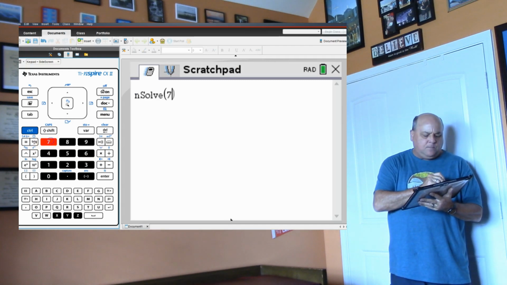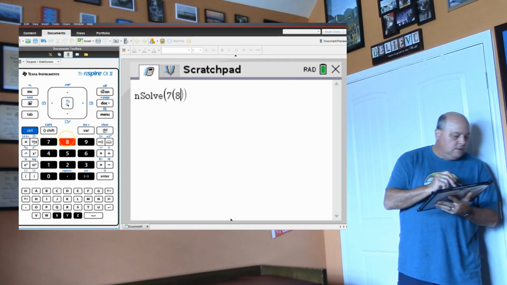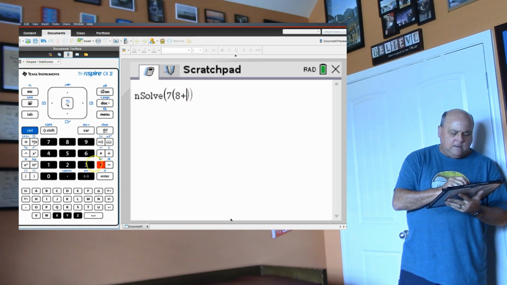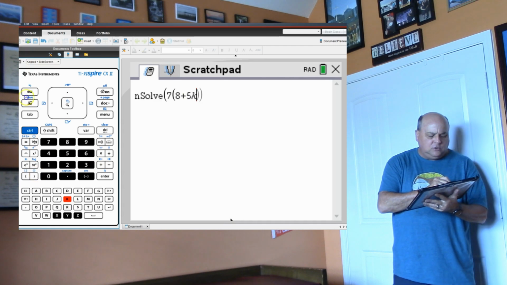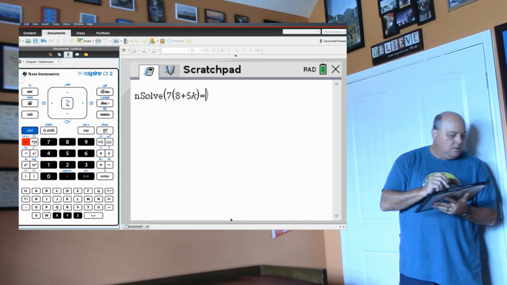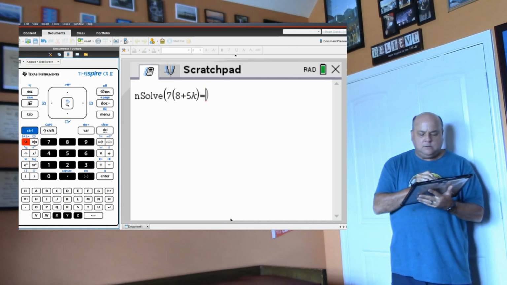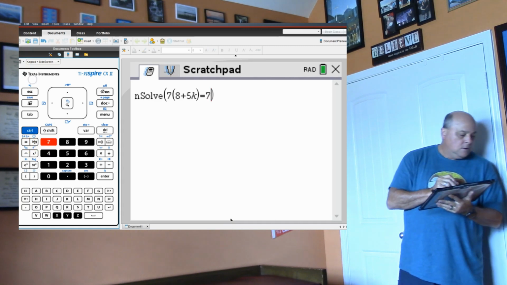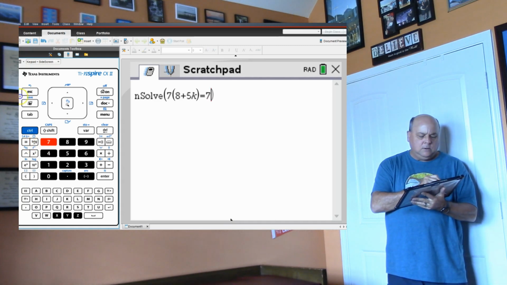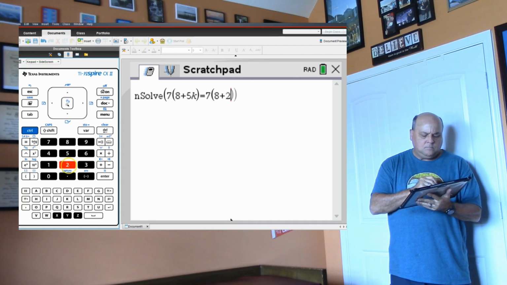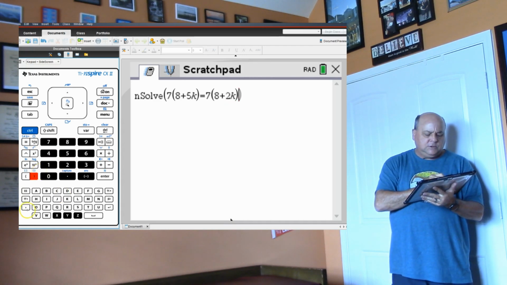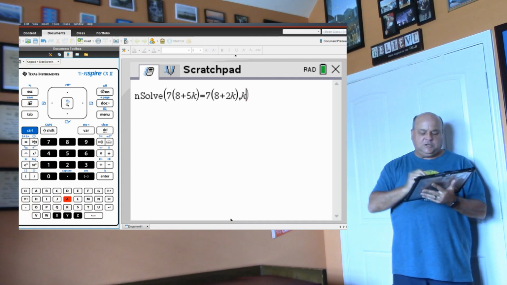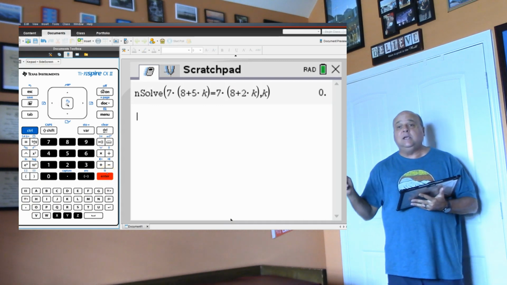So we have 7 parentheses, 8 plus 5k, and then I'm going to close the parentheses, equals, and then 7 parentheses 8 plus 2k. And then remember, you have to put comma k. So comma k. Okay, so we have our equation. We're going to hit enter, and notice we get 0.